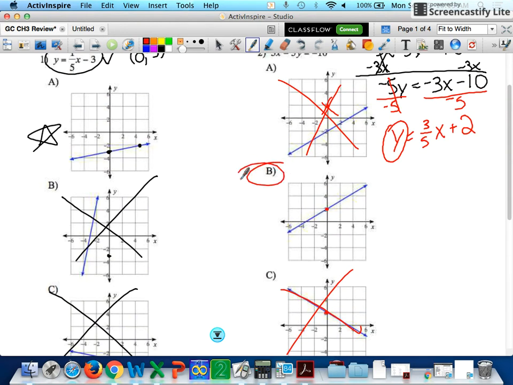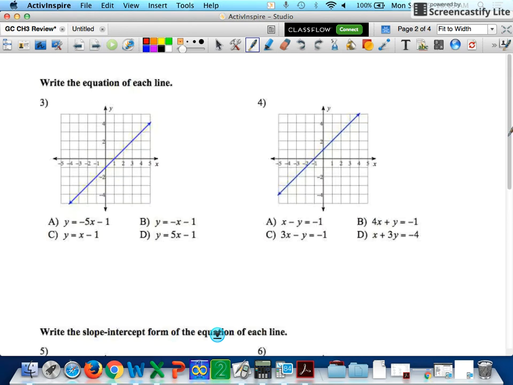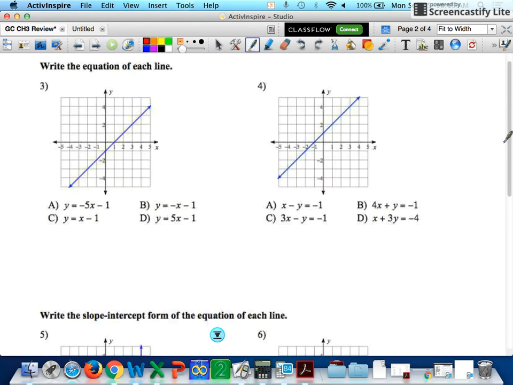On to number 3, write the equation of each line. Okay, so we're given the graph. From the graph, there's a couple things we can tell. Namely, we can tell what our slope was. We can also tell what a y-intercept was. So I'm thinking this probably needs to go in the format y equals mx plus b. Well, that slope, I find 2 points on the graph. That looks like a good one, and that one also is at a vertex. All of these are at vertexes, so I can count to any of them.